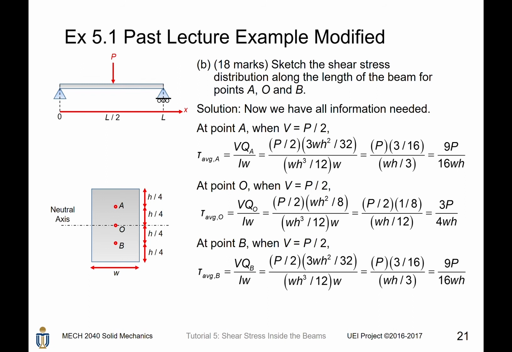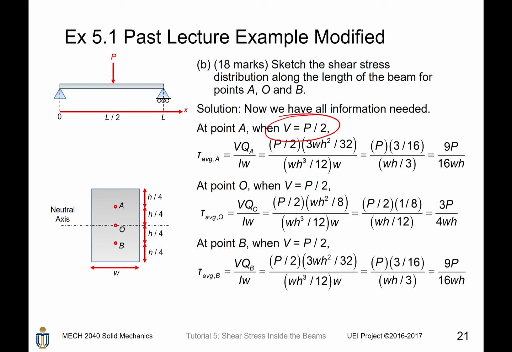So just now we determined V, I, and W as well as Q. Then the average shear stress at the level of A, level of O, and the level of B can be found by using the shear formula. Still recall that the shear stress found in this way is an average across the width. So across the width, there could be a parabolic distribution as shown in the previous slide, okay? So it is just an average. After that, for point A, we found the average shear stress when V is positive is given by 9P divided by 16wh.